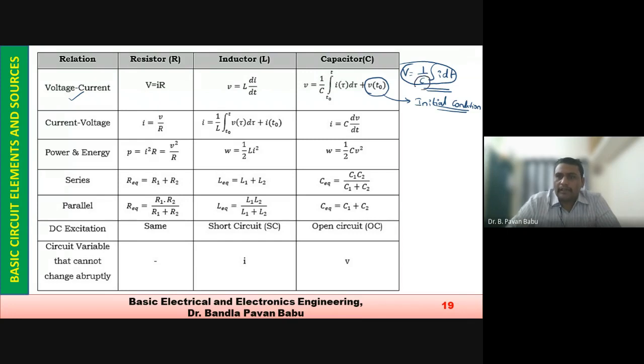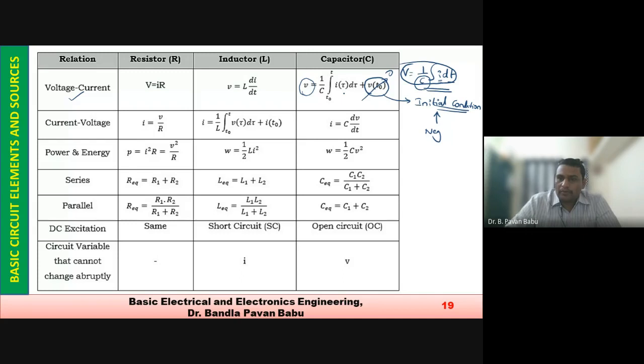Where C represents the value of the capacitor, which is measured in farads, and I is the current flowing through that capacitor with respect to time. And here V of t naught, where t naught represents the initial time condition. For the time being, we can neglect this and make it 0. When we discuss the subject in detail, we can include these initial conditions. Because if there is any initial charge in the capacitor, then the energy stored in the capacitor will differ.